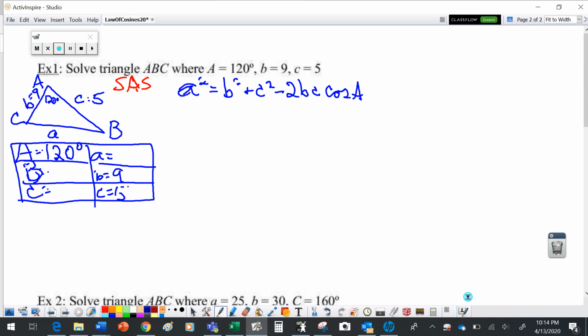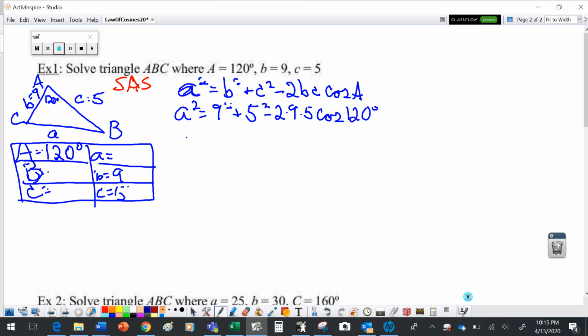So I'll take everything that I have and I'll sub it into that formula. So that means that A squared is going to be equal to 9 squared plus 5 squared minus 2 times 9 times 5 times the cosine of 120 degrees.